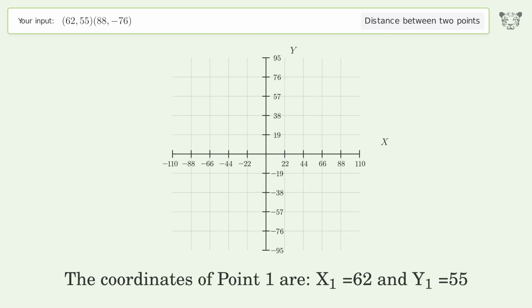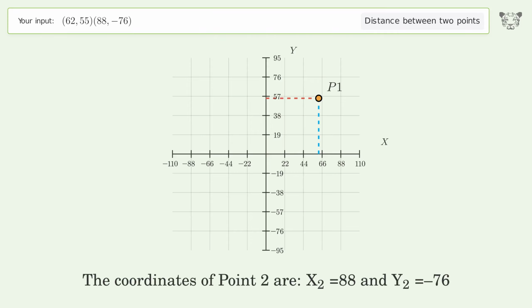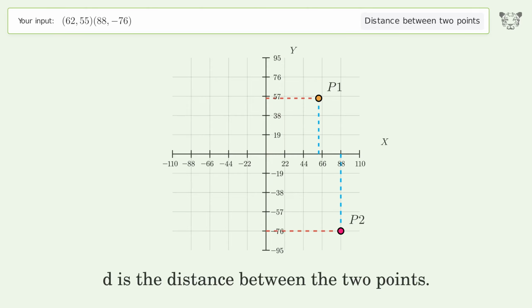The coordinates of point 1 are x1 equals 62 and y1 equals 55. The coordinates of point 2 are x2 equals 88 and y2 equals negative 76. D is the distance between the 2 points.